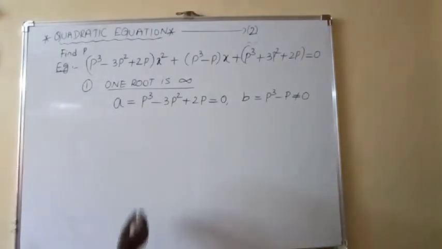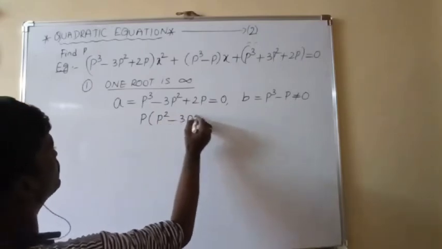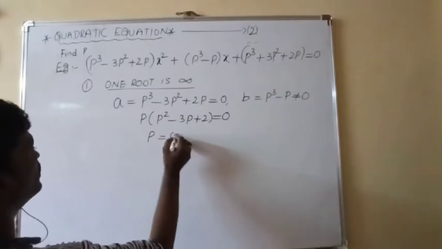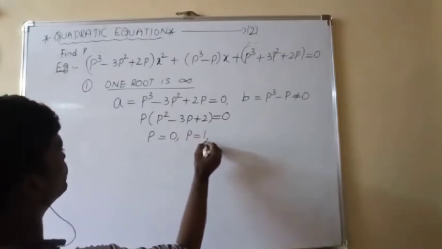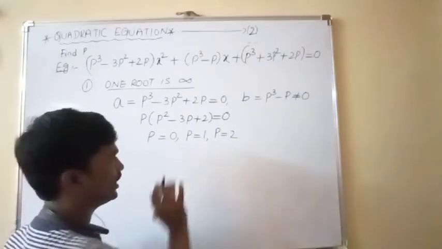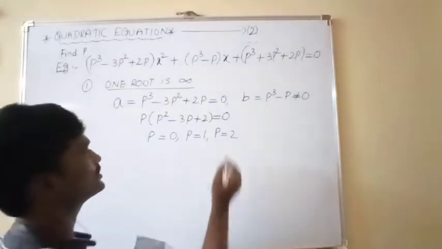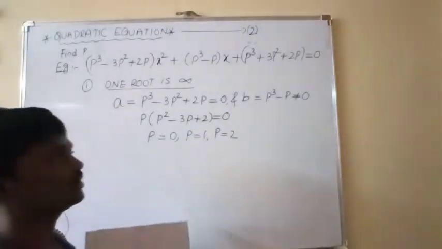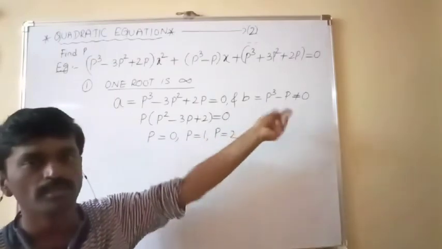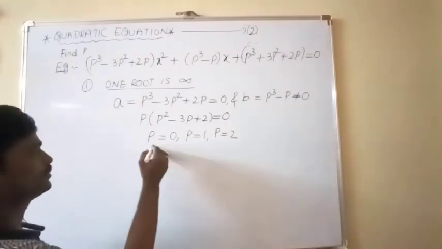If you take p common out, you get p square minus 3p plus 2 is equal to 0. On solving, I am writing directly, you will get p value 0, p value 1, p value 2. So among these three values, which value satisfies the other condition also? Because we have two conditions: a must be 0, b should not be equal to 0. If I substitute p value 0, b becomes 0, but it should not be equal to 0. So p value 0 is not accepted.